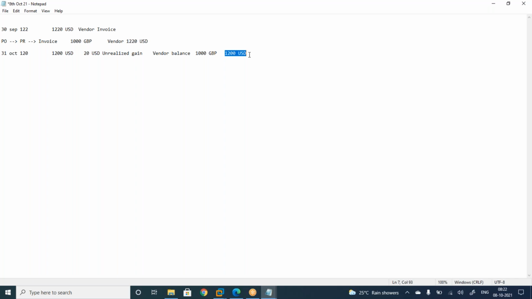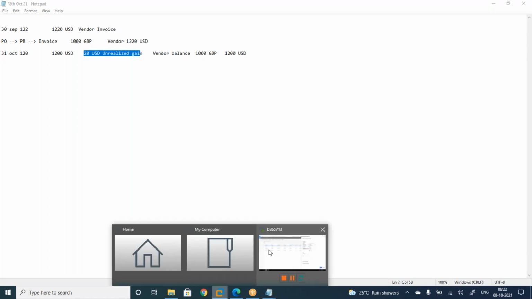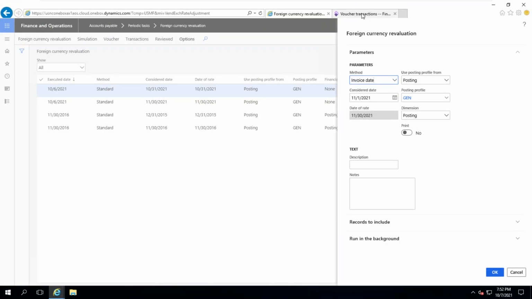It will show, but you will not have any accounting entry, correct, for 1200? It will be only the entry for 20. 1220 minus 20 will be posted, and the balance only it will show. Only this 20 will be posted, unrealized gain or loss, and the contra account will go to the adjustment account.